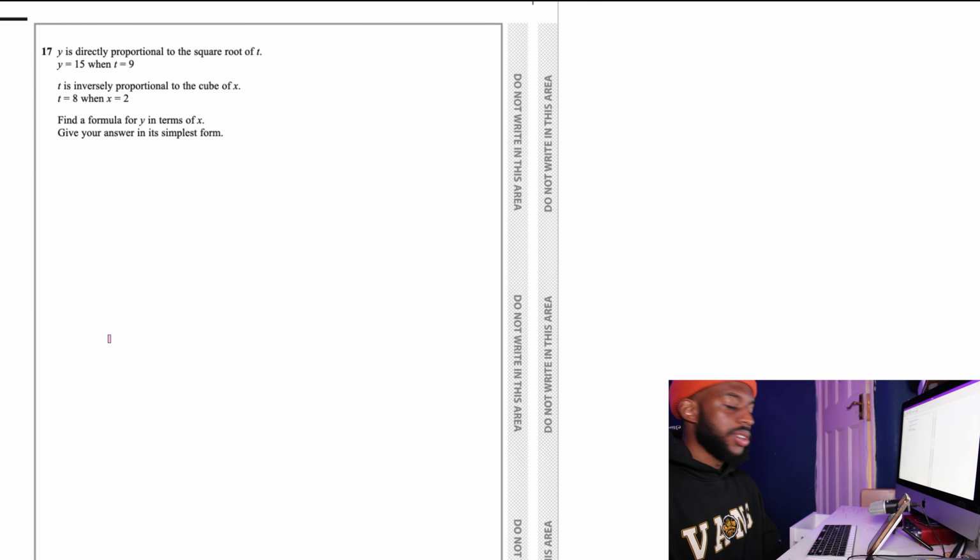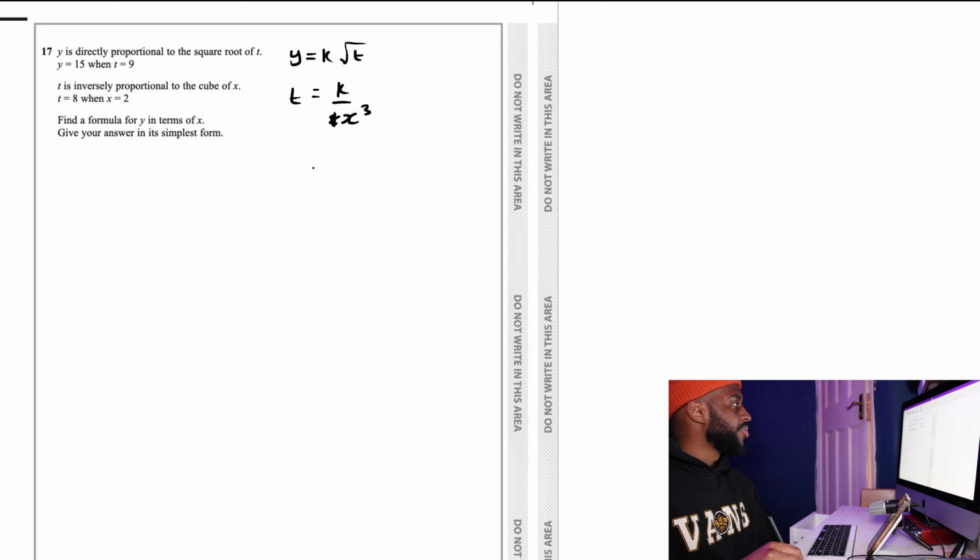Direct and inverse proportion. So you should know the equations for this question. And we're going to look at the first two lines initially. So y is directly proportional to the square root of t. So if y is directly proportional, we're going to do y equals k, and that's to the square root of t. So it's going to be like that. Next part, t is inversely proportional to the cube of x. So that's going to be k over the cube of x. Like so. Then it says find the formula for y in terms of x, give it in your simplest form.